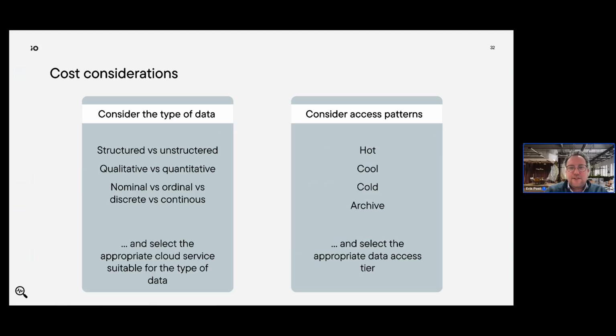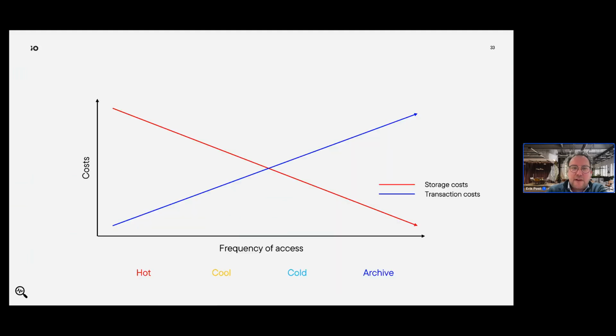So if you have data that's accessed really frequently, that will require a different cloud service than just having data that is archived and accessed very infrequently, but could be a lot of data. So you also need to select the appropriate data access tier in order to use it in a cost-efficient way. So in general, you see that as the frequency of access decreases, your storage cost will usually decrease. So it becomes cheaper to store more data. But your transaction cost, so the cost of accessing the data, that will increase.